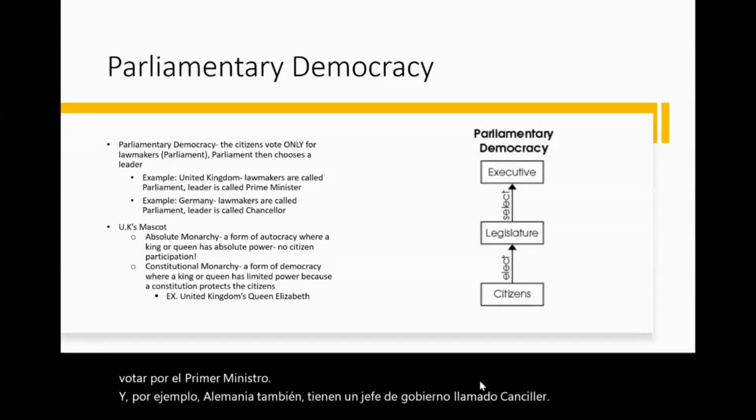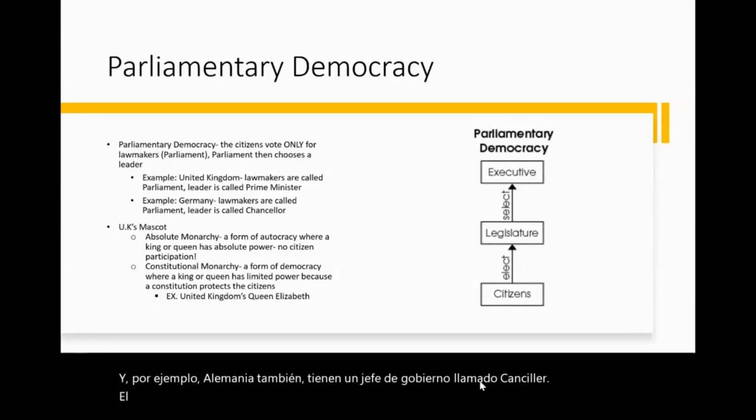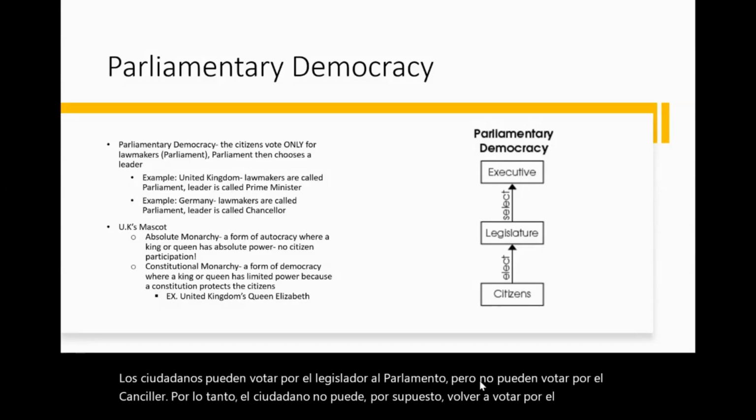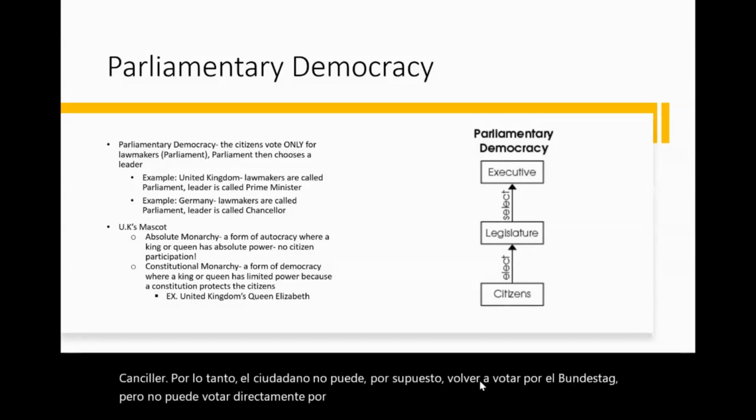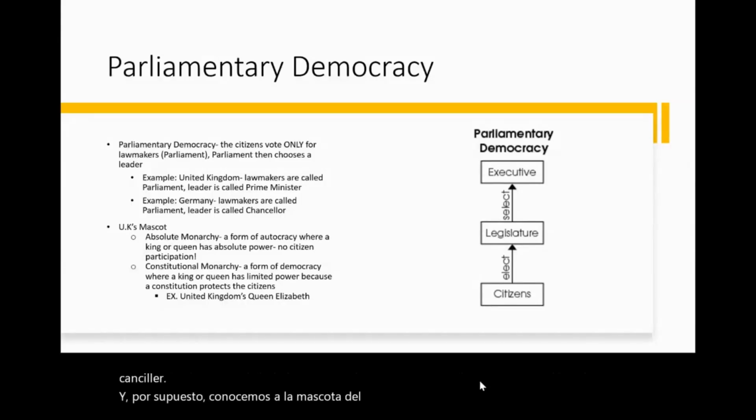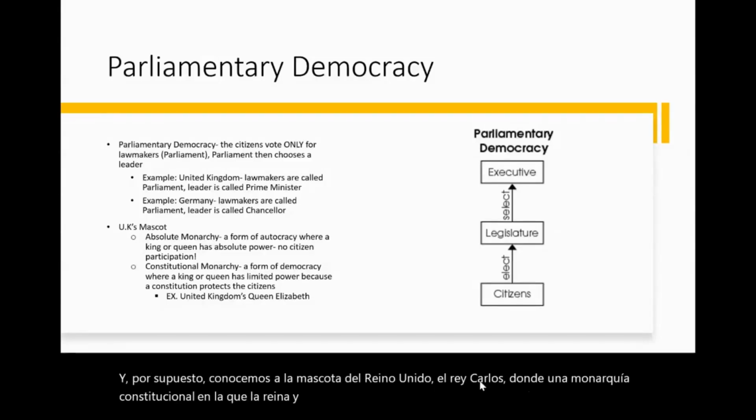The citizens are able to vote for the legislator, the parliament, but they're not able to vote for the chancellor. So the citizen can, of course, again, vote for Bundestag, but they cannot vote directly for the chancellor. Bundestag gets to choose the chancellor. And we, of course, know about the UK mascot, King Charles, a constitutional monarchy where the queen and king have no power and they're just there for ceremony.